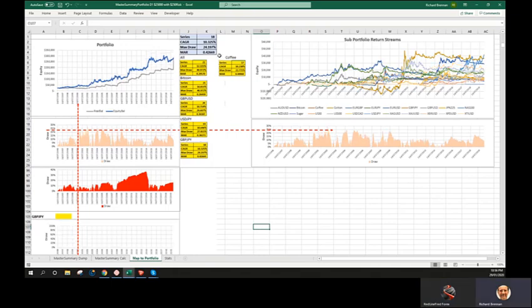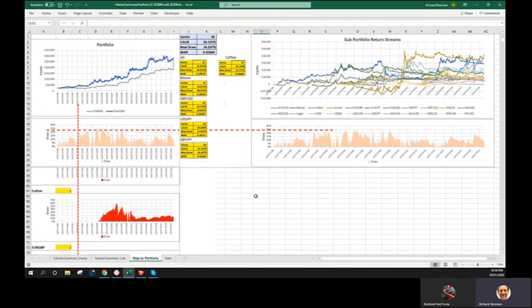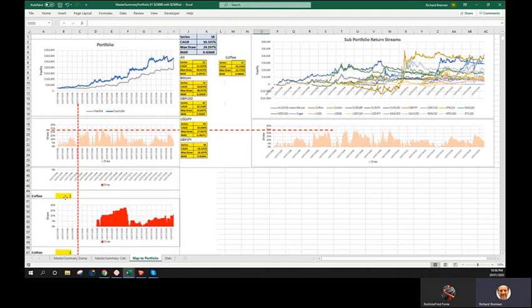I've turned that off, and we can now see that our MAR ratio has significantly increased once again to 0.42. So down here, it's now gone from 0.38 up to 0.42. The relationship between the CAGR and the maximum drawdown is once again improving. And there is now one more instrument which is negatively contributing to this overall portfolio result, which is coffee. I'm going to turn that off.